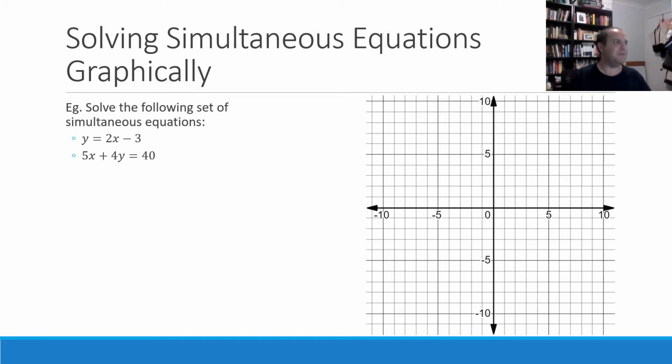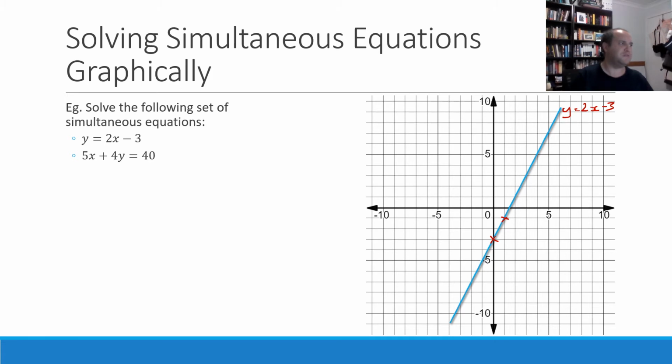So let's do an example of solving a problem graphically. We're going to find where these two lines cross, and that will be the solution to our equations. We've got y equals 2x minus 3. Graphing that's pretty straightforward. Our y-intercept is -3. A gradient of 2 means we'll go 1 to the right and 2 up. And so we've got our 2 points, and there's our first line, y equals 2x minus 3.